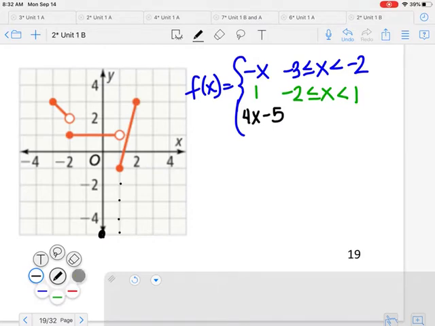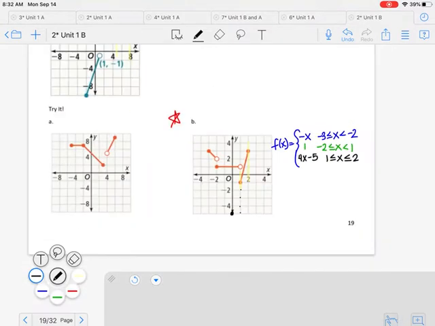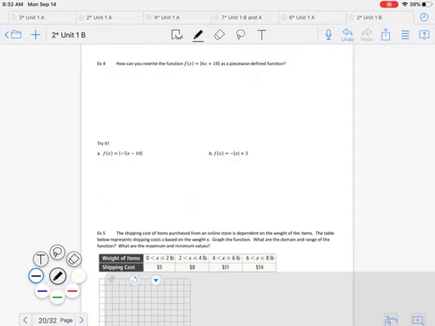And the domain is in between 1 and 2 with closed circles. 1 is less than or equal to x, is less than or equal to 2. And that's it for piecewise functions. Oh no, I'm sorry, example 4 we needed to know.